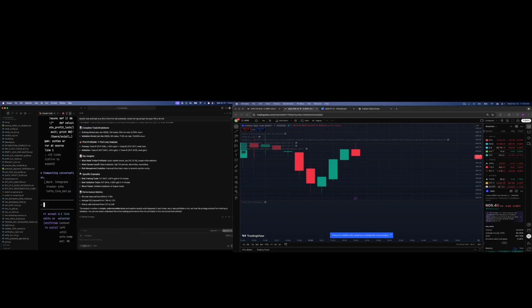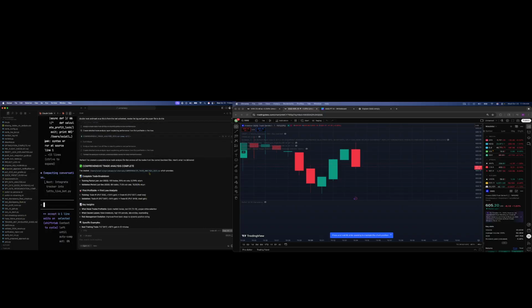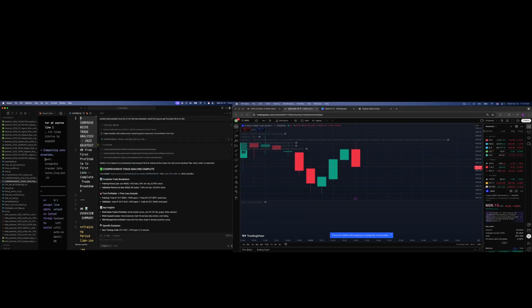Key insight: what made the trades profitable? Quick market moves, low VIX from 12 to 18, and proper strike selection. What caused losses: fast false breakouts, high VIX periods, late entries, and overtrading. Improve from basic to dynamic. So let's talk about the actual file. Let's see how comprehensive you get there.